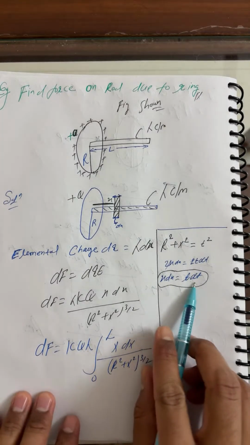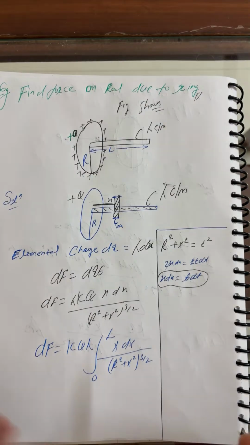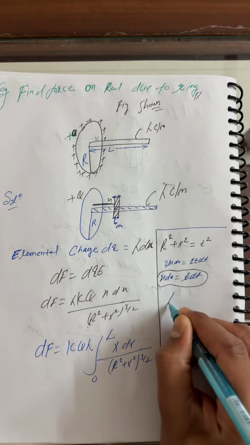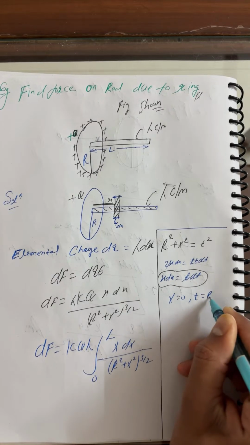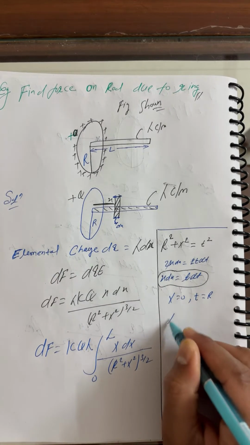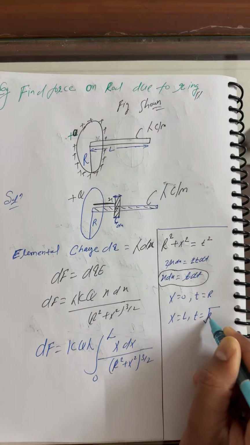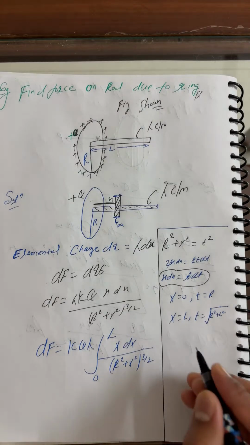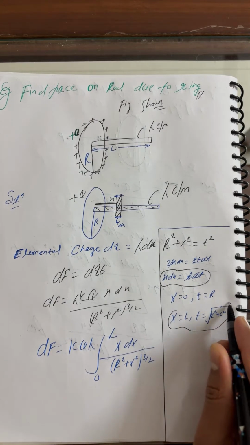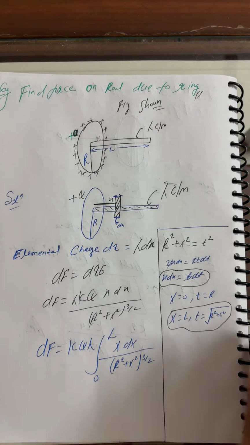So now x dx is equal to t dt. Now, students, if you are taking the consideration like this, then for this condition just change your assumption here. If x is equal to 0, then t is equal to R. If x is equal to L, then t is equal to root of R square plus L square. So if x is equal to L, T is equal to root of R square plus L square. This is the condition, right?